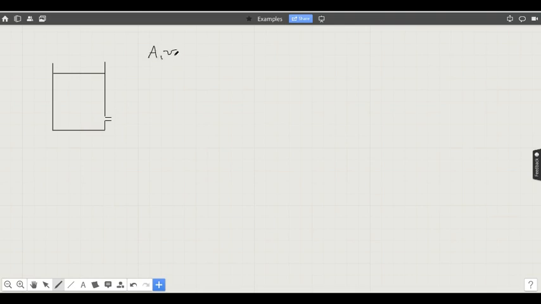A1 V1 is equal to A2 V2. So if this area, we'll call this A1, is really large compared to this area, we'll call that A2, then that means this speed V1 is going to be extremely small compared to this speed V2. So small, if this is large enough, it'll be so small that we can just neglect it.